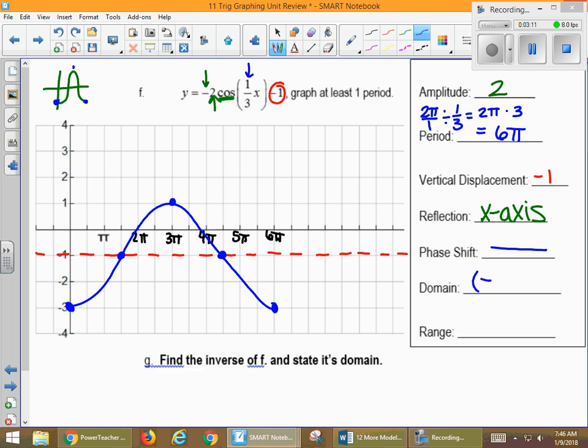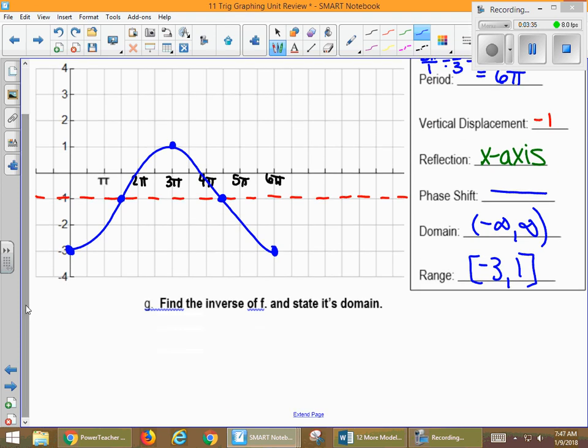Domain is -infinity to infinity. We just graphed one period, but if we continue this function out, we have no domain restrictions, so it goes on forever. Hits all of our x values. Range is -3 to 1. Really double check that range and just don't see that you have an amplitude of 2 and think, oh, well then it's -2 to 2.